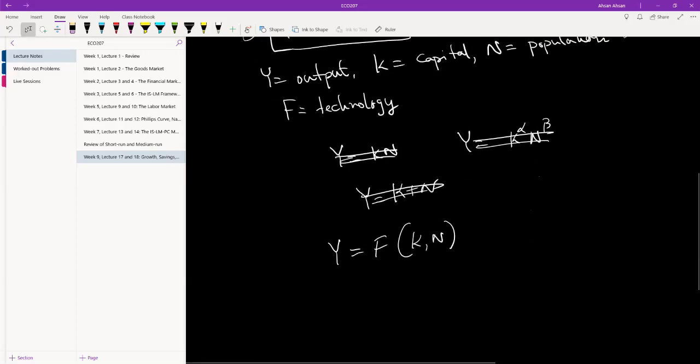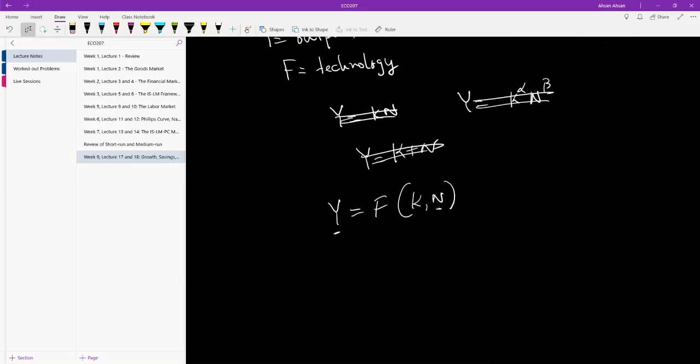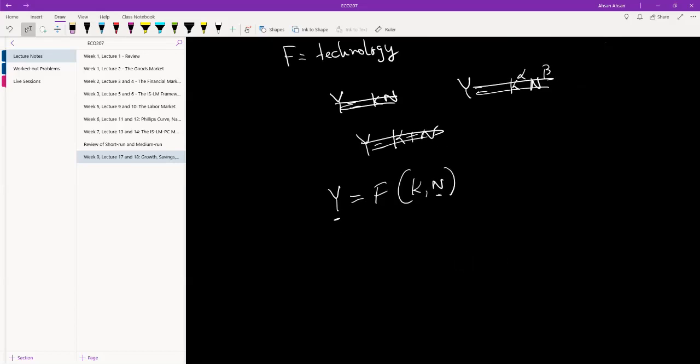And when we say depends on, that's when we're talking about technology. So for example, we know that if N goes up, Y is going to go up, but by how much and at what rate? That is where technology comes into consideration. So at this stage, we're going to look at two types of technology. Let's start with constant return to scale.